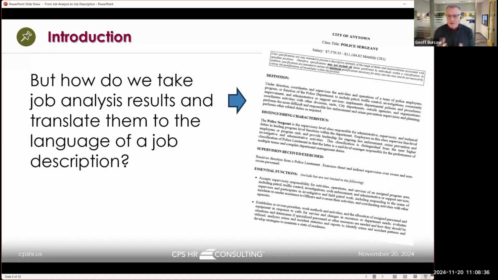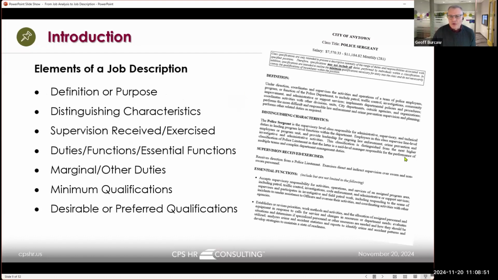But there is some confusion and some difficulty, it seems, in taking those job analysis results and translating them to the rather unique language of a job description. As you know, job descriptions typically have certain elements. There are certain common elements that you may or may not have in your job descriptions, but they're general, standard things that we always have in them. Like, it starts out with a general description of the job, called a definition or purpose or summary, something like that. Some sort of distinguishing characteristics, explaining how this job is different from other jobs in a hierarchy, what the reporting structures are and that sort of thing.